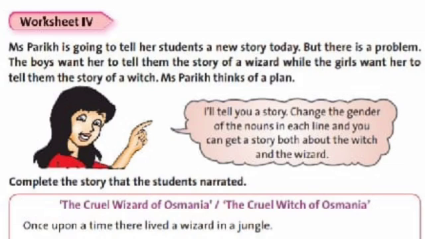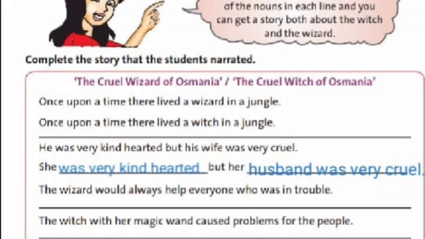Ms. Parikh told the children, I will tell you a story. Change the gender of the nouns in each line and you can get a story both about the witch and the wizard. So now students, Ms. Parikh is going to tell a story and you have to change gender according to your gender. Students, try to understand it by example.